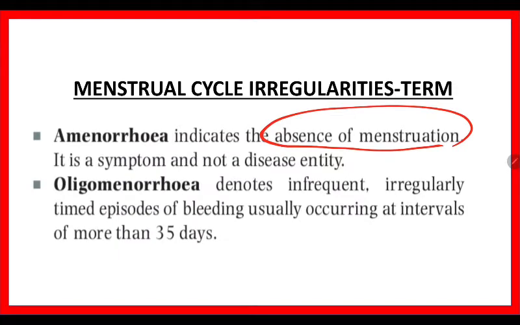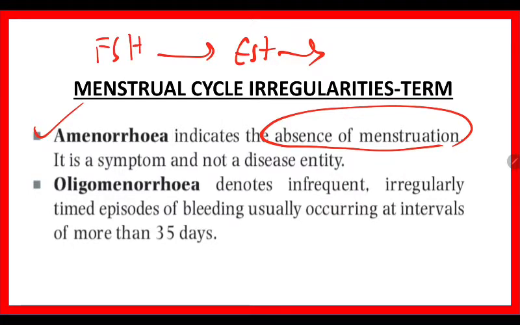Amenorrhea is basically absence of menstruation, that is, absence of bleeding. The bleeding is from the shedding of endometrium. Endometrium is nicely vascularized by uterine arteries. Uterine artery blood flow is increased by estrogen. Estrogen is released in response to FSH, and FSH is released in response to GnRH.